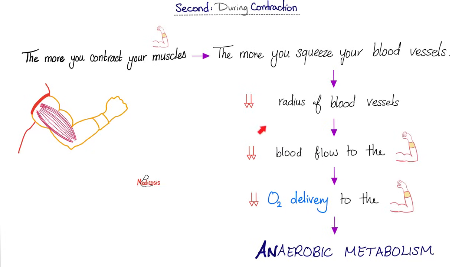But now let's exercise. When you exercise, you will contract your muscles, squeezing the blood vessels between your muscles, decreasing the radius of the blood vessels, decreasing blood flow to the muscle. And if you do this a lot with strenuous exercise, there is decreased oxygen delivery to the muscle. The muscle will run out of aerobic and will turn to anaerobic metabolism.